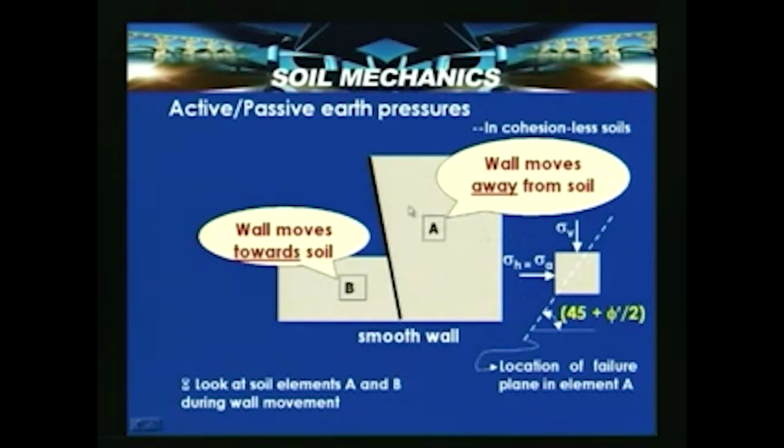So, element A, if you consider, the location of the failure plane is at 45 minus phi dash by 2, or 45 plus phi dash by 2. This you would already be acquainted with from the shear strength lectures. So, sigma V is the major principal stress, and this is the major principal plane, and sigma H is equal to sigma a, which is nothing but the active earth pressure, and this is the minor principal plane. So, in this slide we have tried to demonstrate the active and passive states.